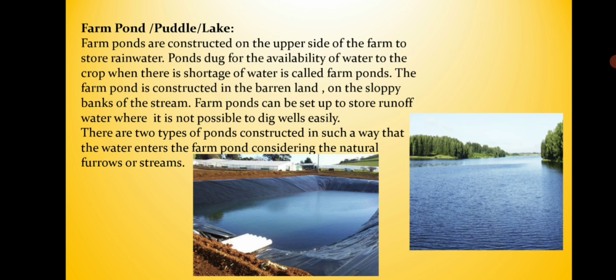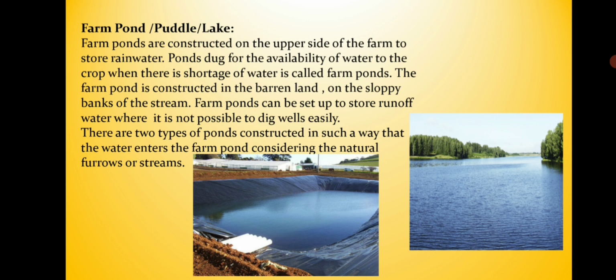Next, farm pond, puddle or lakes. Farm ponds are constructed on the upper side of a farm to store rainwater. These ponds are dug for the availability of water to the crop, where there is a storage of water. So these are called farm ponds.